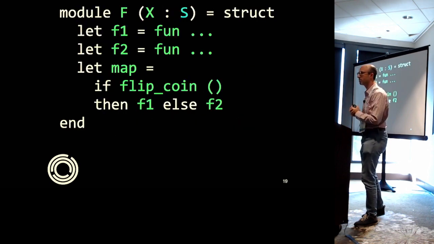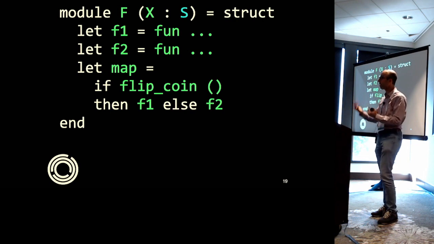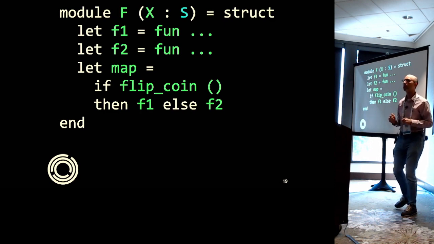So here's an example. If I have this functor f, and maybe f defines functions f1 and f2, and then map, the thing I might want to use somewhere else, depends on flipping a coin, right? This would be a bad implementation of map, but it's something that you could type in. Running this functor, in an OCaml program, is a runtime thing that will flip the coin at runtime at the place where you instantiate the functor, and it will choose either f1 or f2. We don't want to do that at compile time for many reasons.